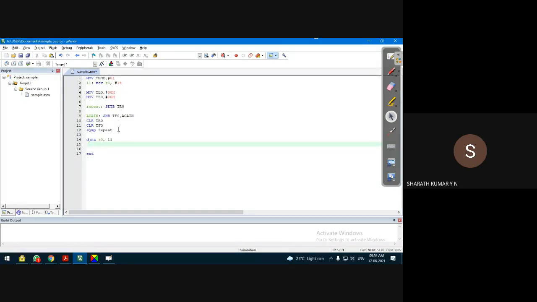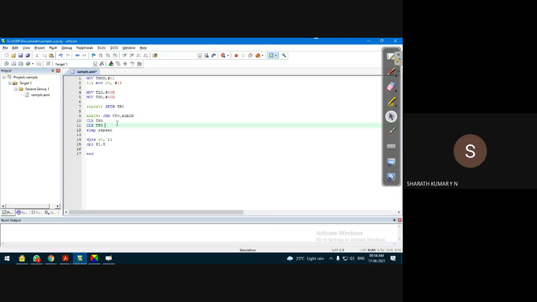It will complement P1.5. That's why it is. I'll explain now, because complement will complement this bit. Okay. So this will be complemented, and this should repeat. L1. Okay, sorry. L1. This simple X.